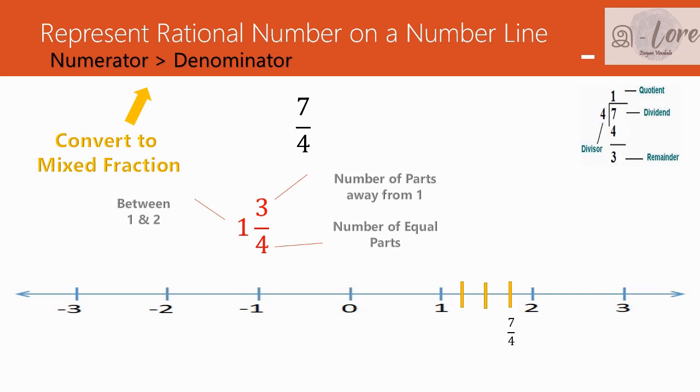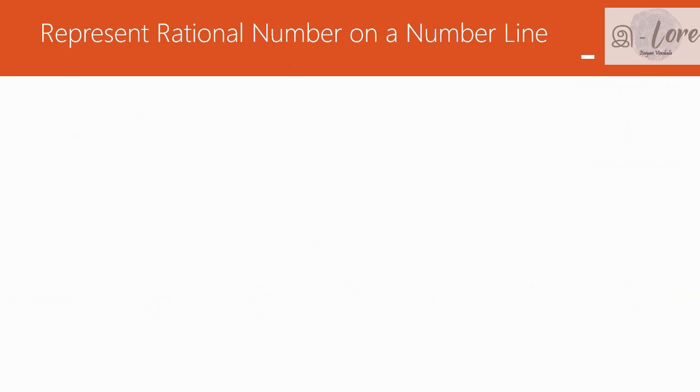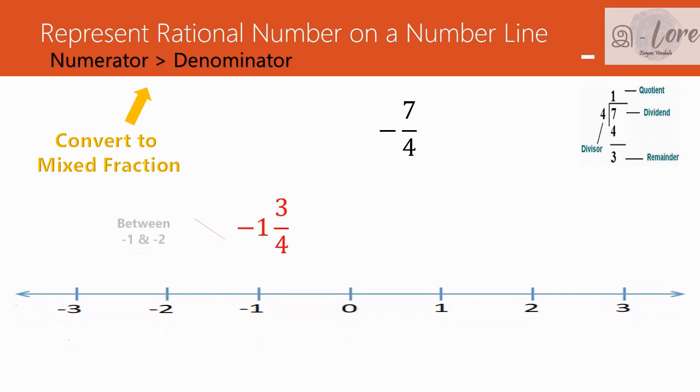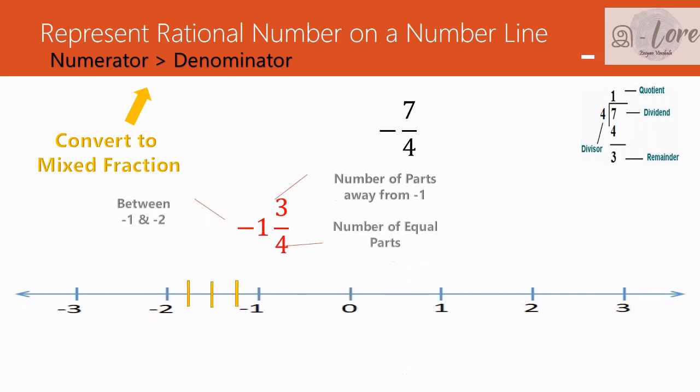So this is called the positive number. Similarly, we can represent the negative number minus 7 by 4 also, where the numerator is greater than the denominator. We have to convert it into the mixed fraction in the format of minus 1 3 by 4. The same process we did on the right-hand side, we are going to do on the left-hand side. The number lies between minus 1 and minus 2.